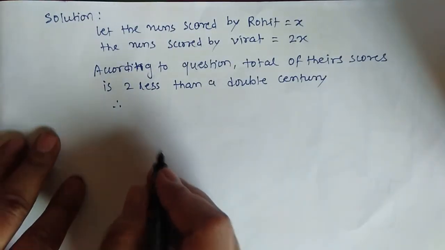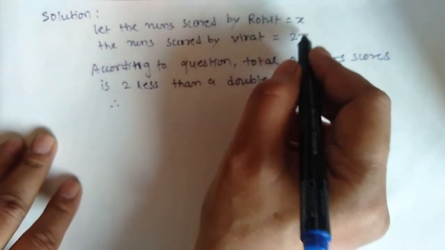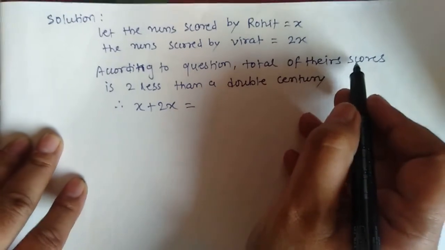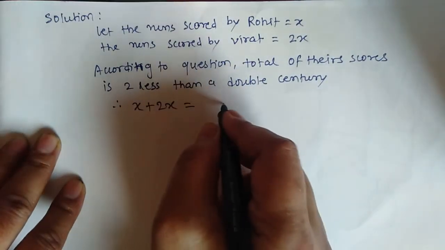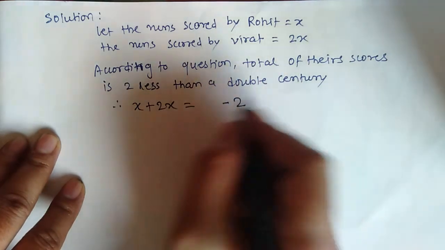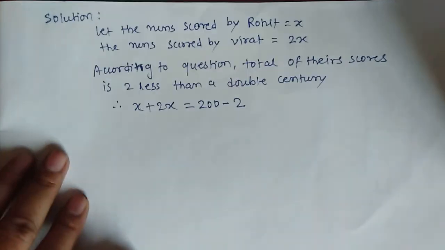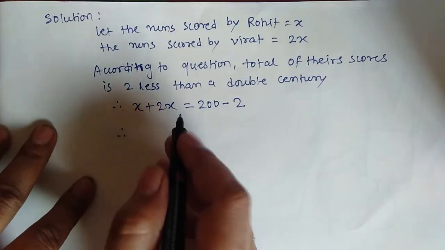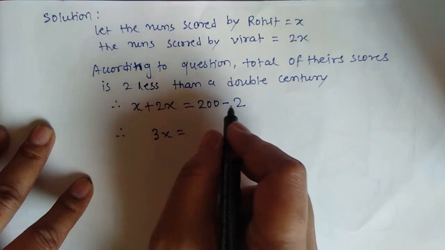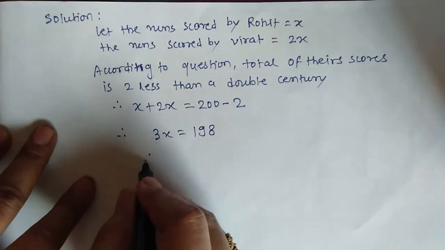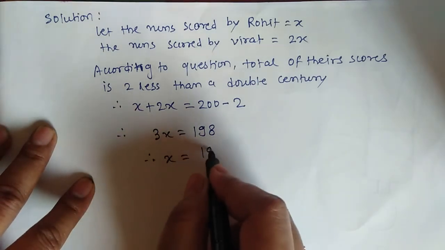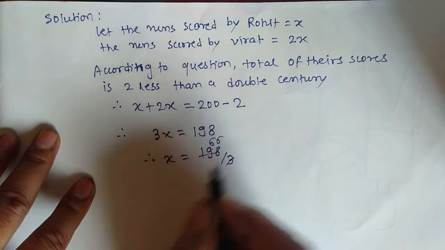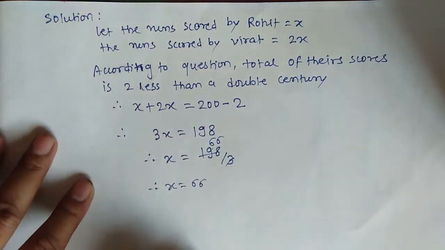Therefore, the equation is formed. Total of their scores means x plus twice x is equal to 2 less than means minus 2 than the double century means 200. So, therefore, x plus twice x is thrice x. 200 minus 2 is 198. So, x is equal to 198 divided by 3. 3 6s are 18, 3 6s are 18. So, therefore, x is equal to 66.